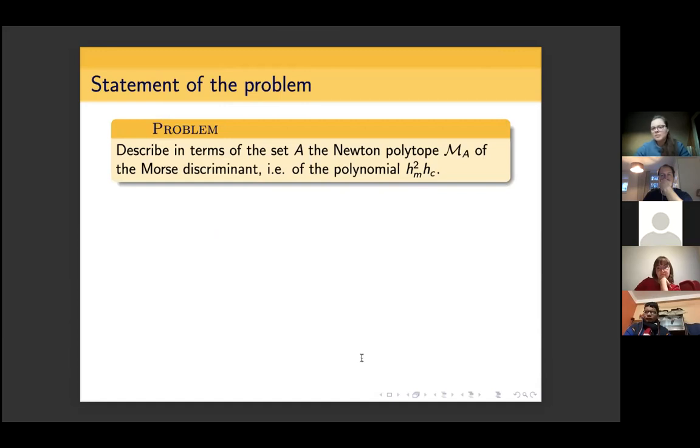So the problem was to actually try to compute the Newton polytope of the Morse discriminant without computing the Morse discriminant, purely in combinatorial language. And what I call the Morse discriminant is this product, the product Maxwell stratum squared times caustic. You might ask me why. Well, a short answer would be for convenience.